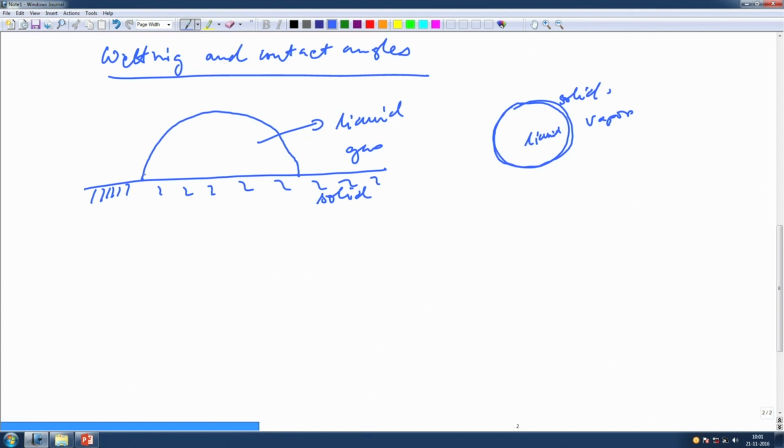Now, this particular substrate, let us look at it. There are 3 surface tensions which are acting on it.